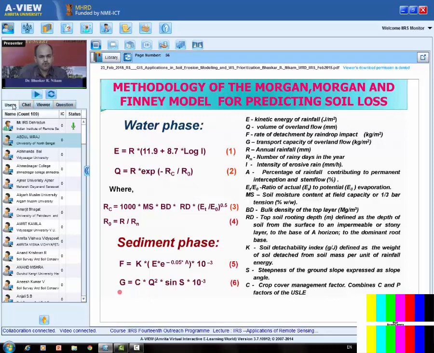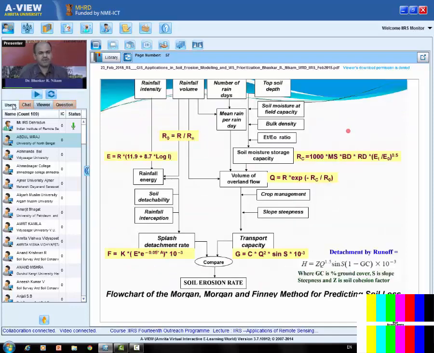So we want to know what is the transport capacity of that surface runoff, which can be calculated if we know the total surface runoff, the topography, the slope of my land, and the cover factor or the crop cover factor, which is a combination of C factor and P factor in your revised universal soil loss equation. So this is how a flow chart will look like.